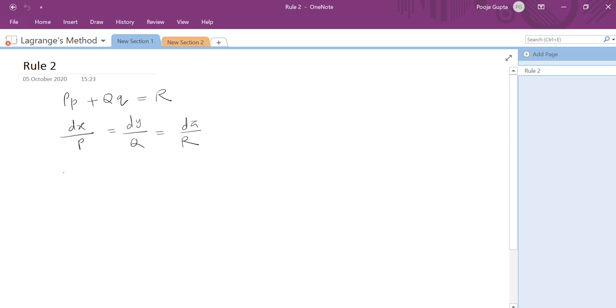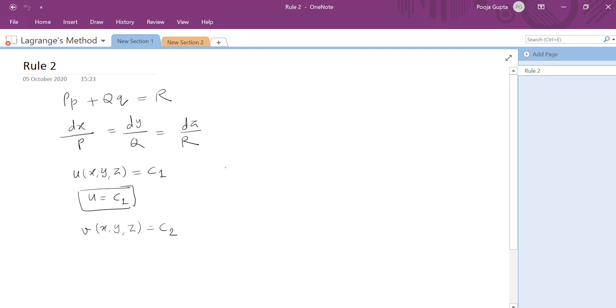Now suppose we can obtain one integral of this auxiliary equation using rule 1 in the form u(x,y,z) = c1, but we cannot find another integral using rule 1. Then in rule 2 we use this first integral and simplify the auxiliary equation, and after simplification we can solve it and obtain another integral in the form v(x,y,z) = c2.